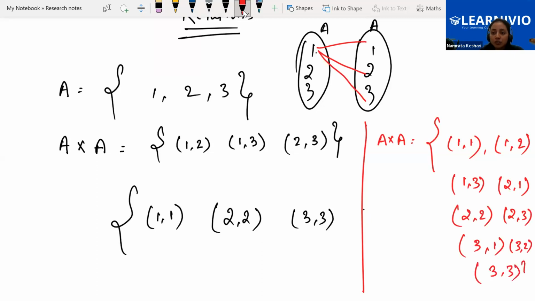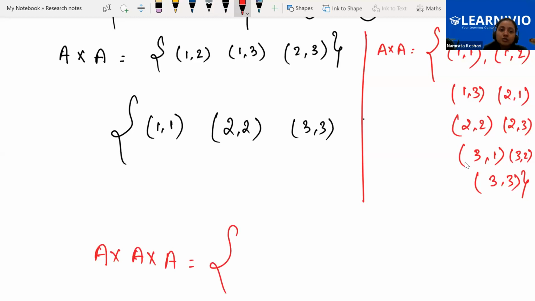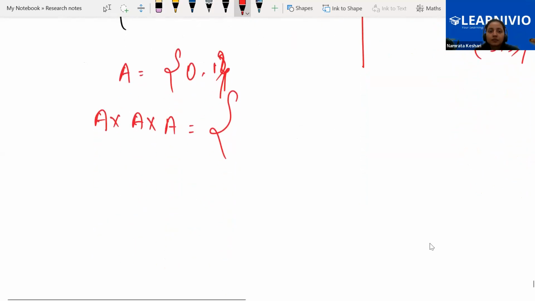This question is there in the exercise. So if you have solved the exercise, you will be able to understand. If the question is A cross A cross A, tell me what will be the answer. So many elements will be there. Suppose I am redefining our A. Suppose I am giving set A as 0, 1. Now tell me what will be A cross A cross A.